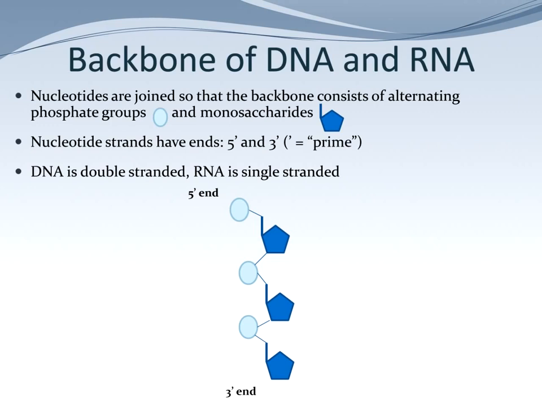To form a nucleic acid, nucleotides are joined together by covalent bonds. A covalent bond is formed between the monosaccharide of one nucleotide and the phosphate group of the next one. The resulting nucleotide strand has a head, which is sometimes called the 5' end, and a tail, which is sometimes called the 3' end. DNA consists of 2 strands of nucleotides, while RNA is single-stranded.